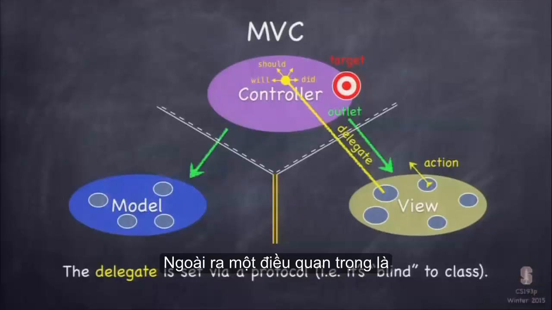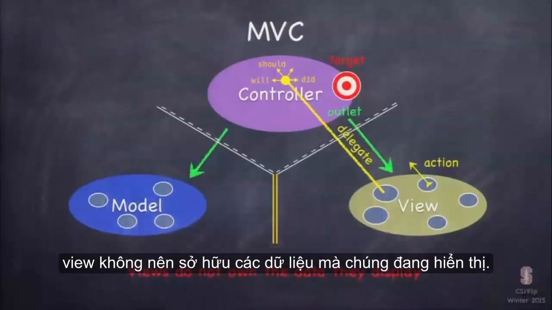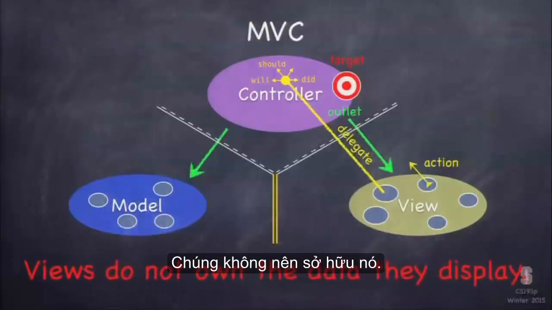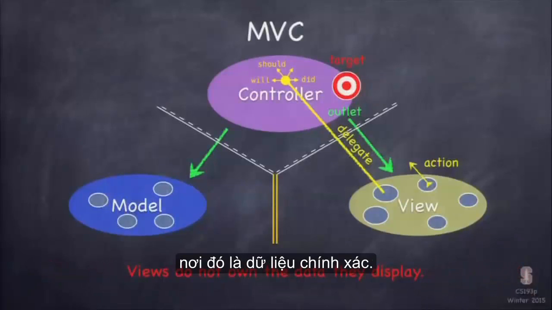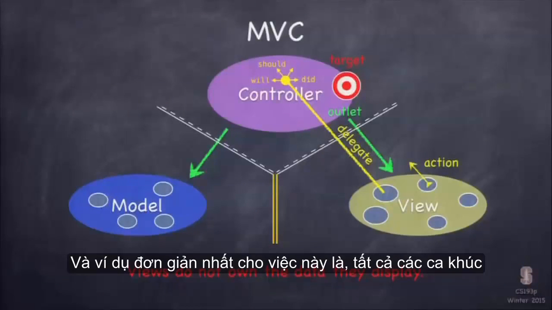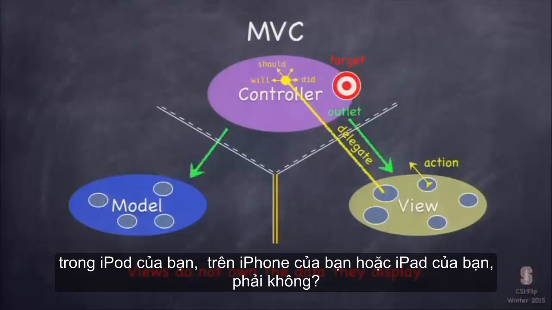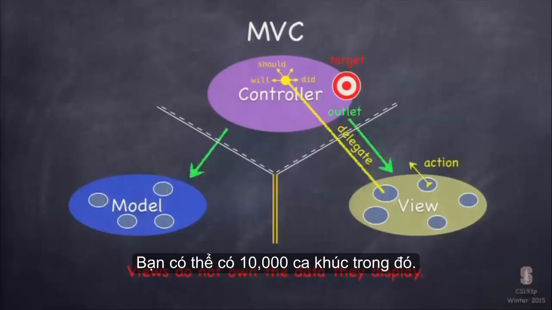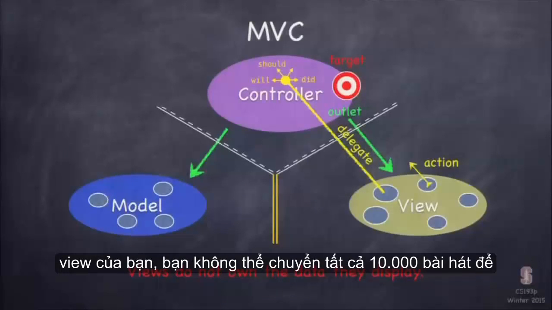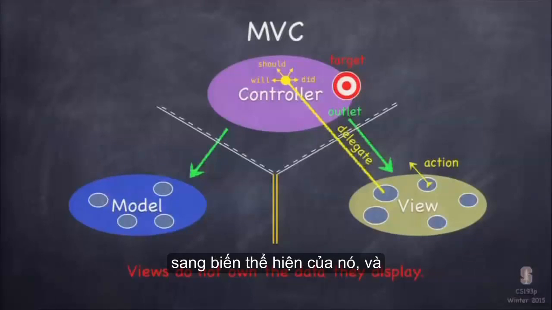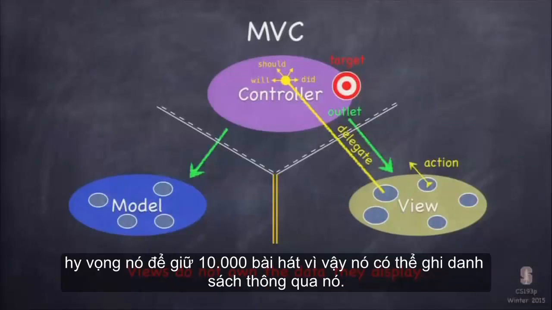Also, another important thing is that views should not own the data that they're displaying. They should not own it. In other words, it shouldn't be a property inside of them where that's the truth of that data. The easiest example for this is all the songs in your iPod, on your iPhone or your iPad. You might have 10,000 songs in there. So if you have some kind of generic list view, you can't transfer all 10,000 songs to its instance variables and expect it to hold 10,000 songs so it can list through it.